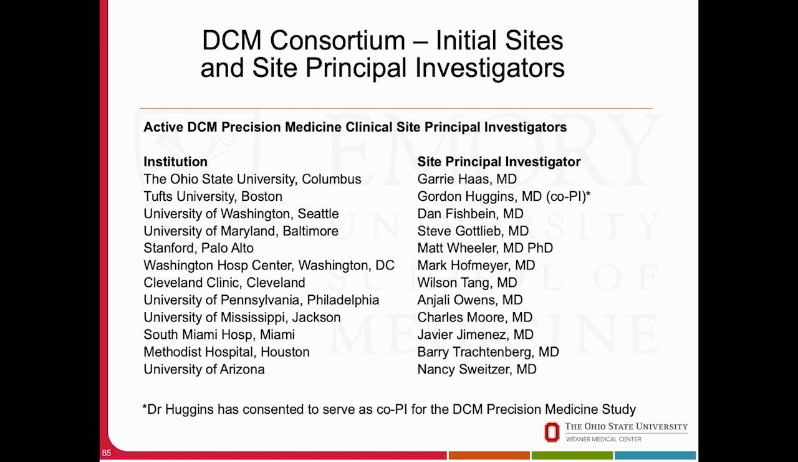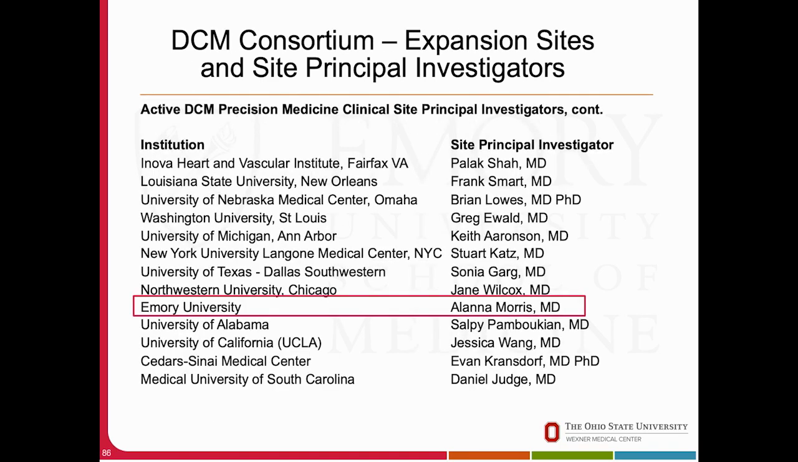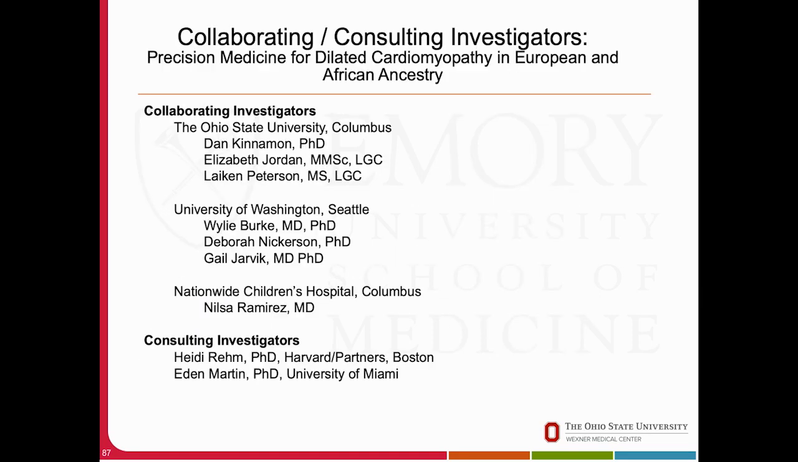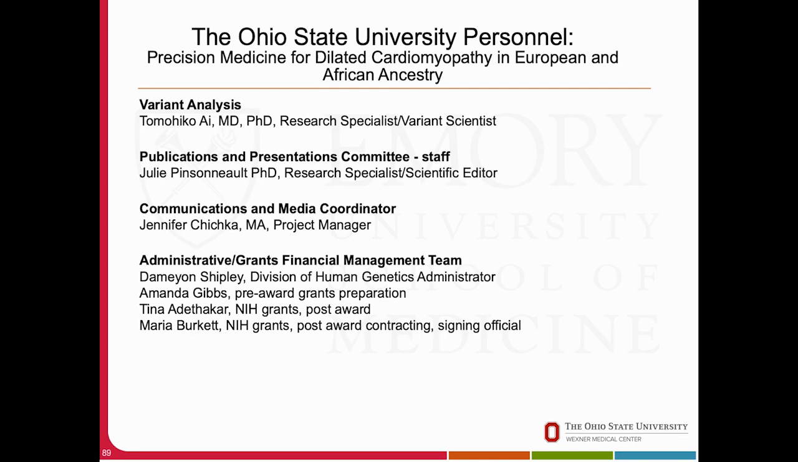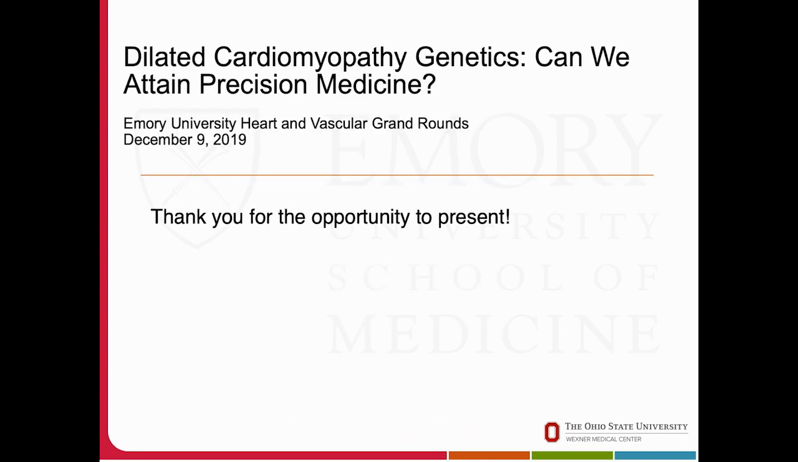Gordon Huggins is serving as a co-PI at Tufts. There's the next slide, and again, Emory emphasized. Our collaborating investigators, et cetera. Our clinical research team at OSU is a great group. We have an extensive informatics and computational team with the build-out at the Ohio Supercomputer Center, which has been extremely helpful, and other people.